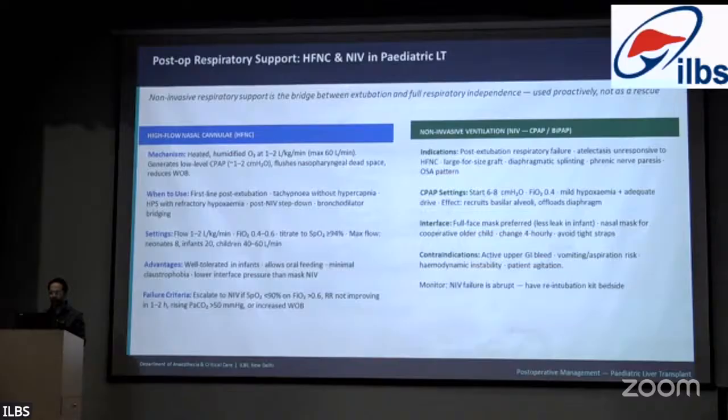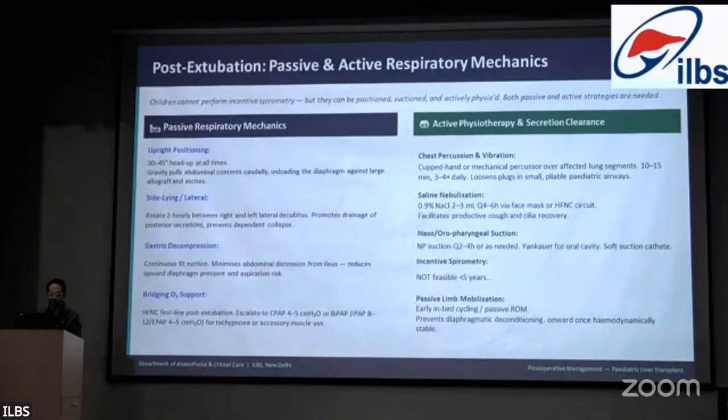And when it fails, we can go ahead with NIV. NIV is used in certain conditions: post-extubation respiratory failure, atelectasis unresponsive to HFNC, diaphragmatic splinting, and phrenic nerve paralysis. It has a full face mask, and the problems are that children are often uncooperative with it, and we cannot feed while the NIV is on. So HFNC is preferred as the first line. If it fails, we can go ahead with NIV.